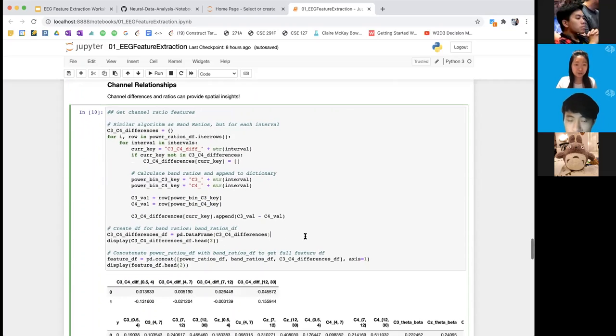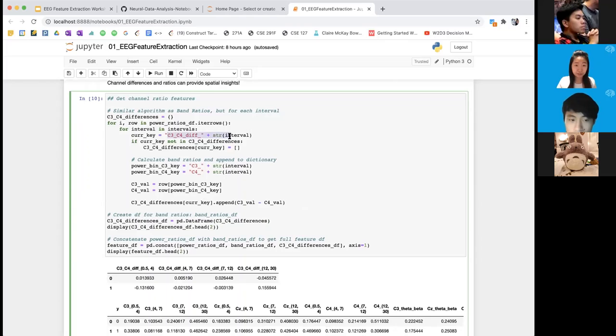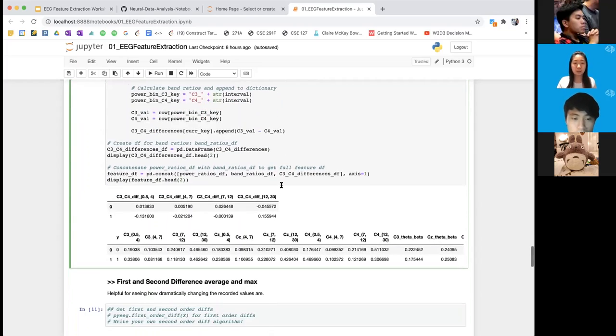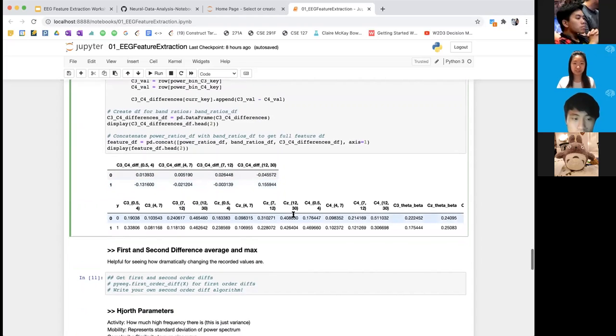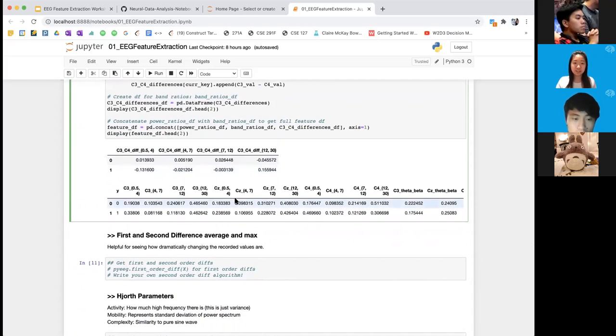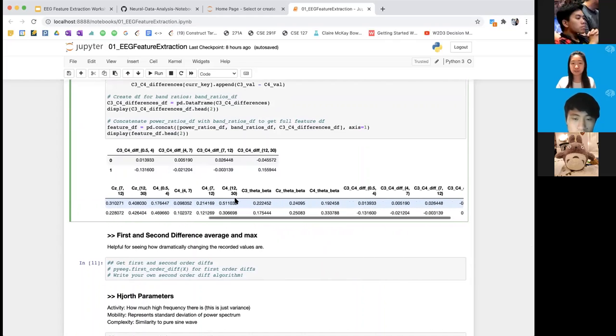And then channel relationships, also very similar, except you're doing differences. And you see we iterate through different things to get this. I'll let you dig through that code, I guess, because it's pretty similar. But now we have all the differences and everything too.